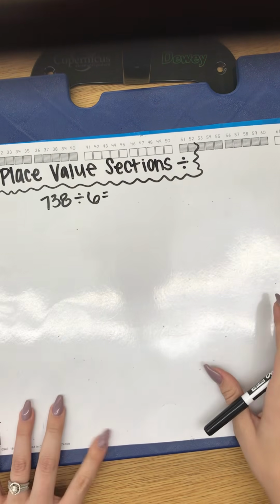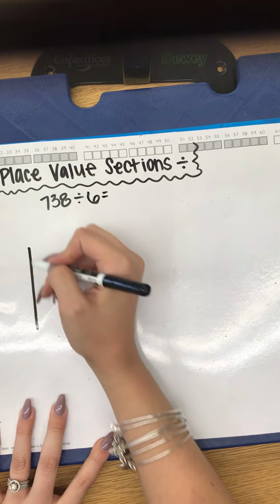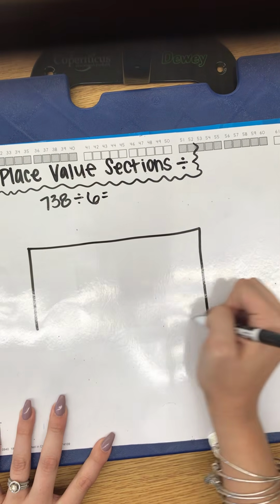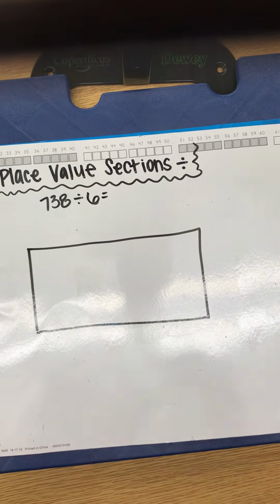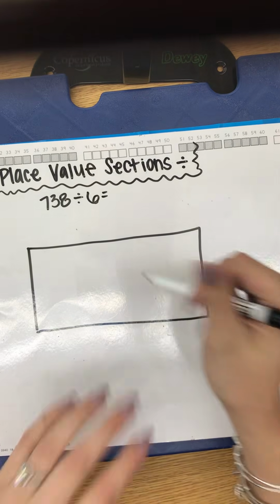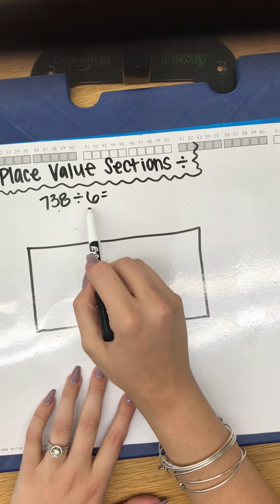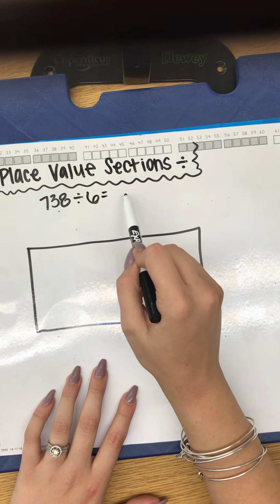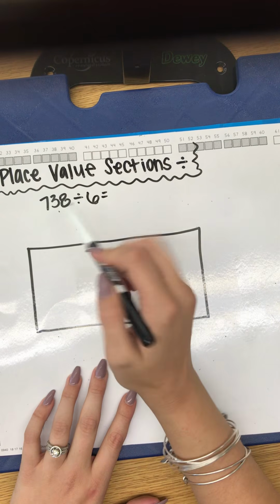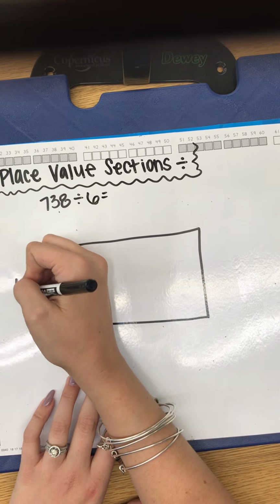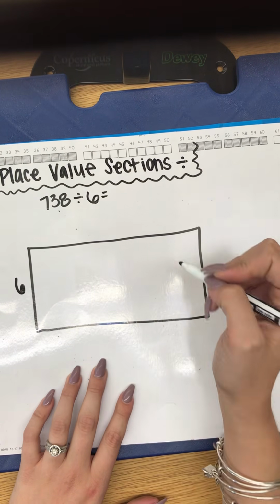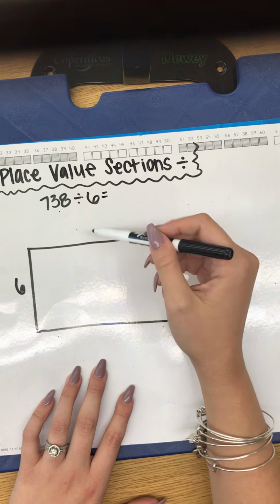So I'm going to go ahead and draw my box like before. And thinking back to them undoing each other, if I'm doing 738 divided by 6, that means something times 6 is 738. So before, when we did an area model, it would be 6 times something is going to give me 738. So we're going to do a few new steps to figure that out.